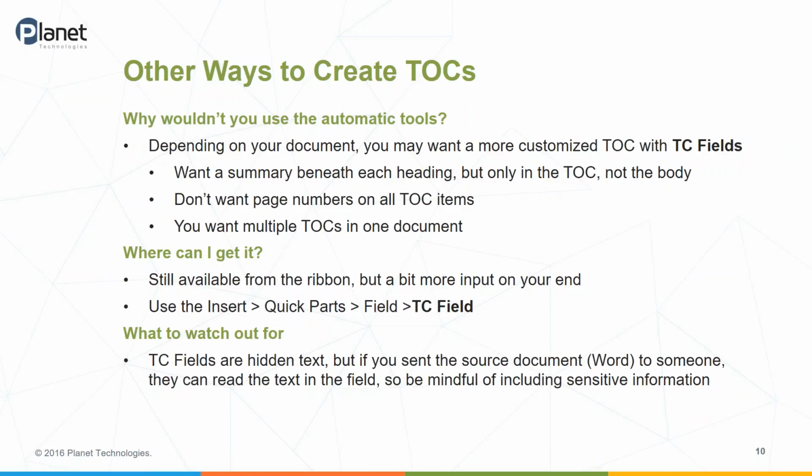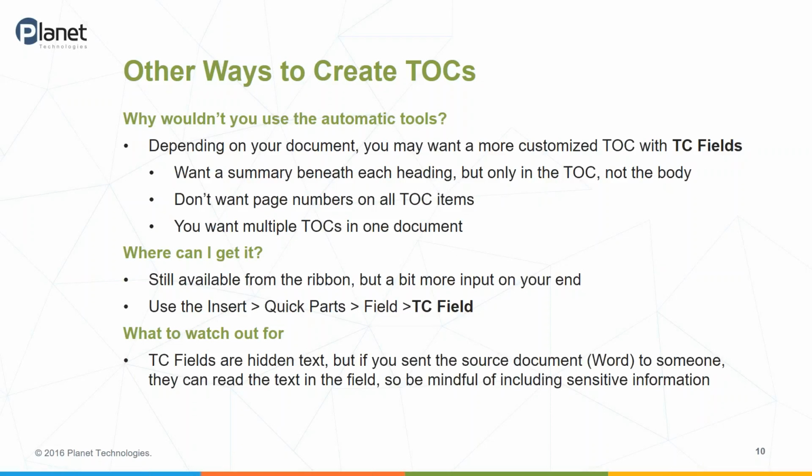Now, this is still available through the ribbon. There's still a menu button there, but you may have to do a little bit more input on your end. And thing to watch out for, when you're using TC fields, this is hidden text within the document. But if you send that source document to somebody, if you send the actual Word document, not a PDF, they're able to read that. So you have to be mindful of including sensitive information in there.